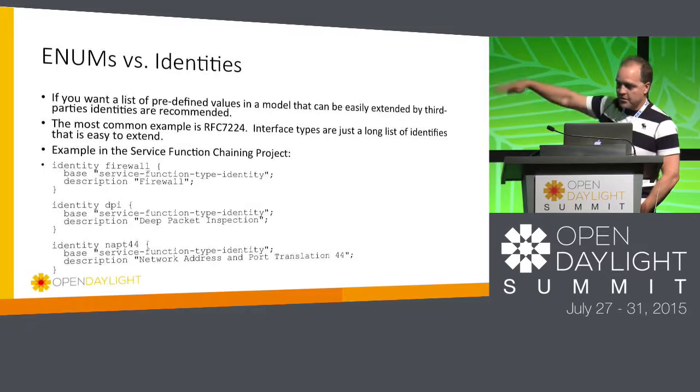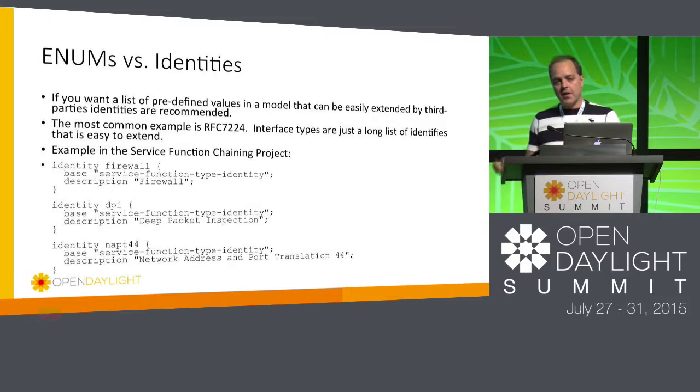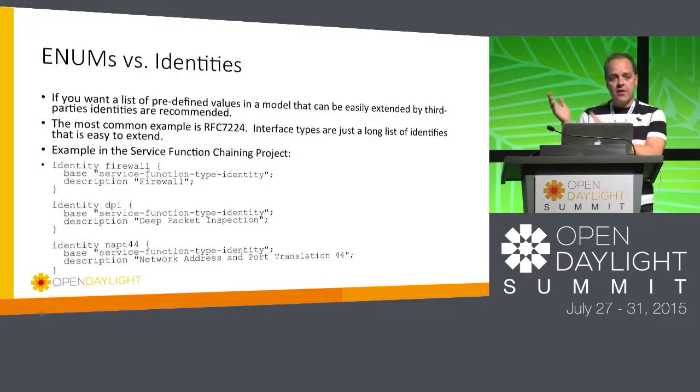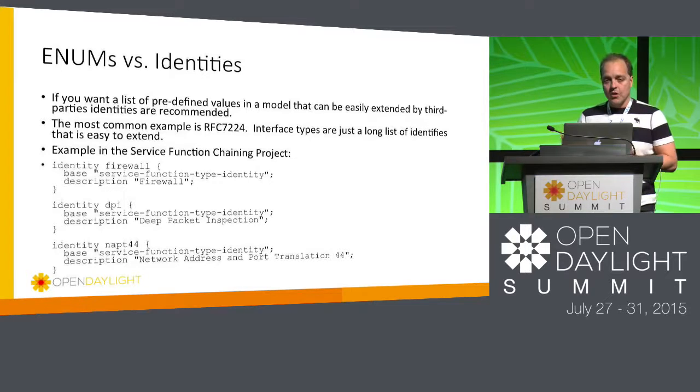This example is from the service function chaining project. A service function can be a firewall, a NAT, a DPI, a load balancer, a firewall of a certain vendor, or an open source firewall. Anybody wants to be able to create a new identity. You can represent that as a big enum with value 0, value 1, value 2, but that's not very extendable. It requires revving the models and things like that.